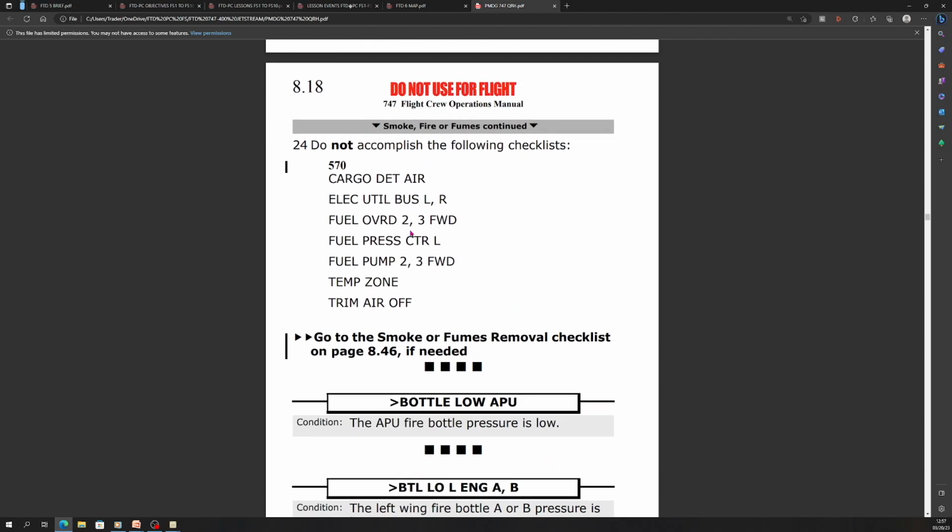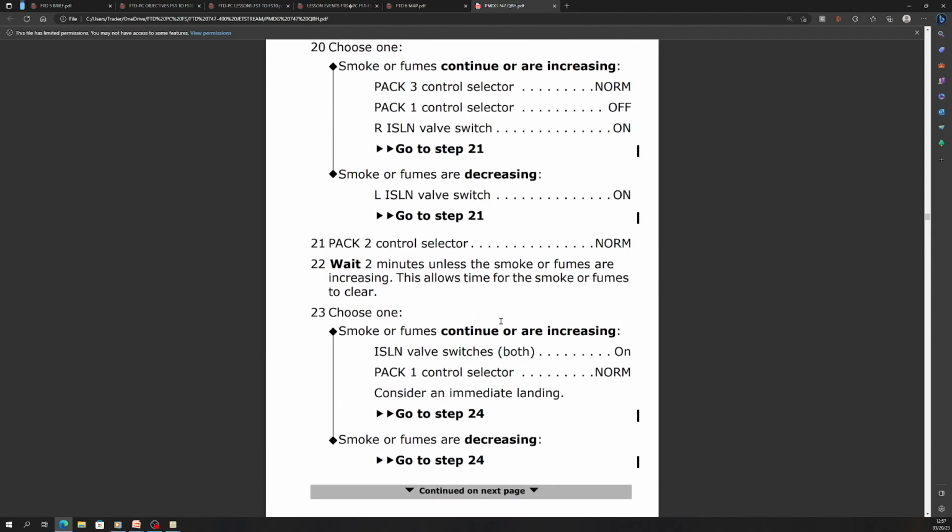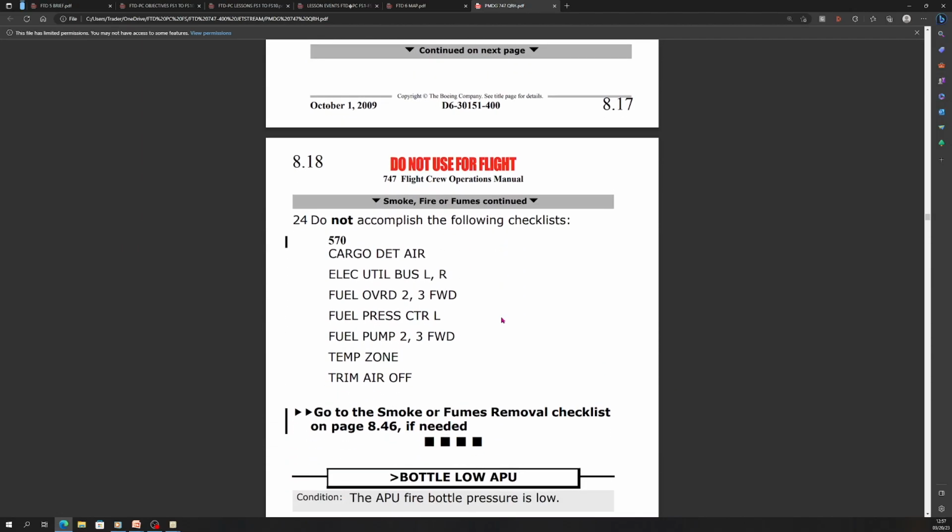And step 24 says just do not accomplish the following checklist. Cargo detector error, electric utility bus left and right, fuel override 2-3 forward, fuel pressure center left, fuel pump 2 and 3 forward, temperature zone, trim air off. Any of those messages, we don't have to accomplish the checklist. They're just part of the condition of the steps we've taken here in the smoke, fire, fumes.